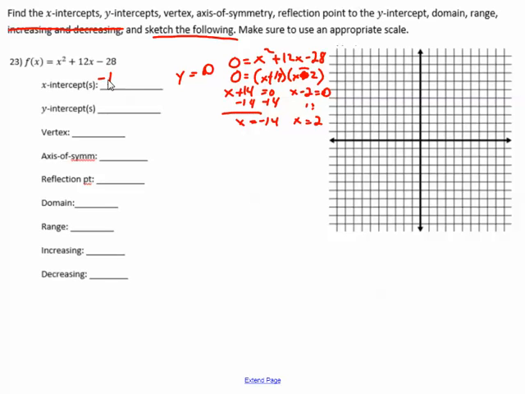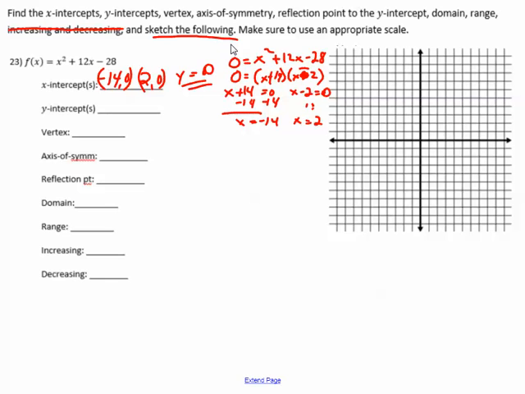X-intercepts: negative 14, comma 0, and 2, comma 0. Because for each one of these, I found out that y equals 0. Here's the y component, 0. Here's the y component, 0. I found out that x equals negative 14, x equals 2. There are two points right there. X-intercepts. Y-intercepts are actually a little bit easier to find.